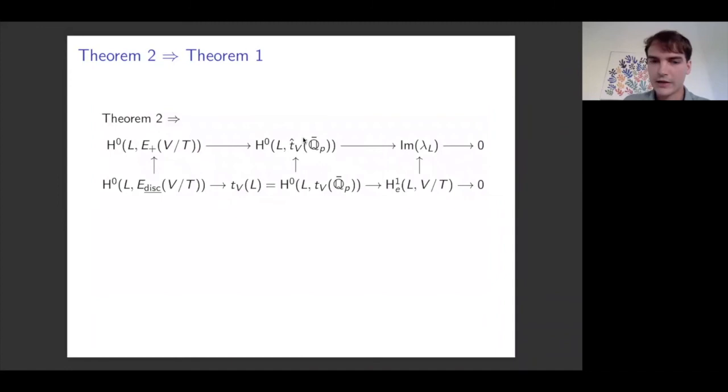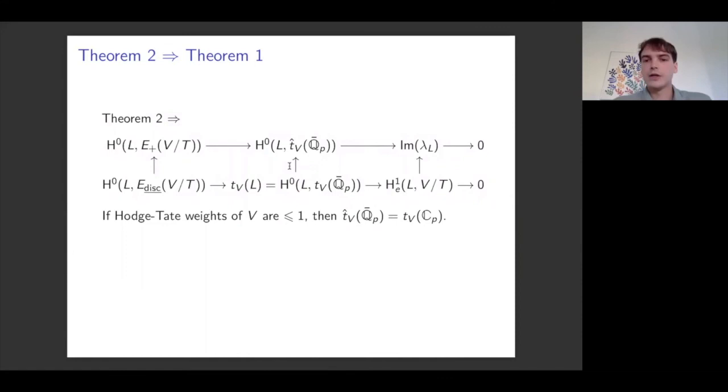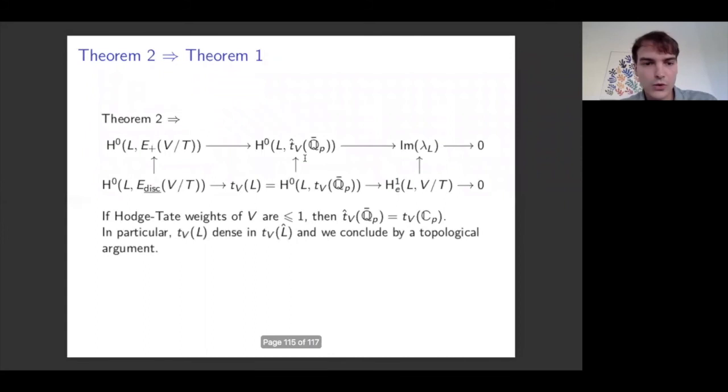And so now, why are the hypotheses in theorem one useful? It's because if the Hodge-Tate weights of V are less than or equal to one, then actually this completion of the tangent space with coefficients in Q_p bar is simply the tangent space with coefficients in C_p. But it's not true in general. It's far from being true in general. And so using that and the diagram, you can conclude quite easily, because if you take the Galois invariants by L, well, T_V(L) is dense in T_V(L hat) because L hat is simply the completion. And a little topological argument gives you that in that case, the image of lambda_L and the exponential Bloch-Kato subgroup have to be equal.